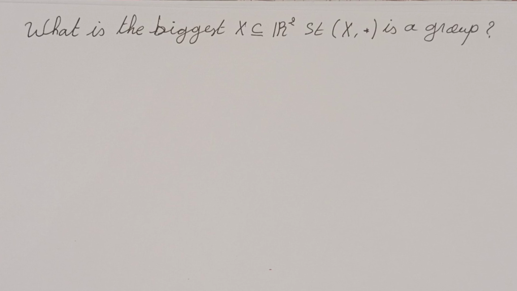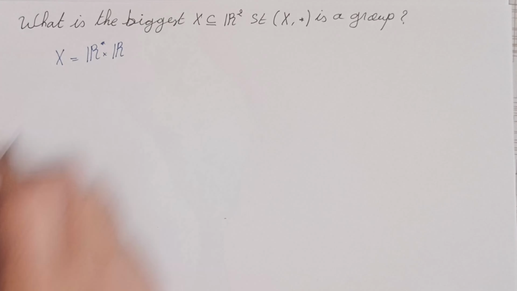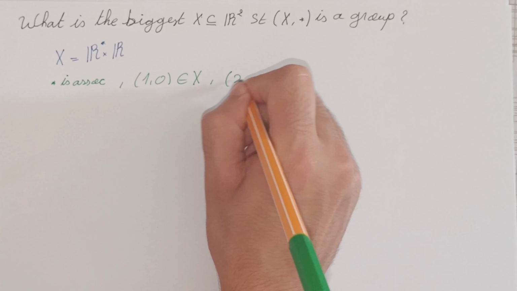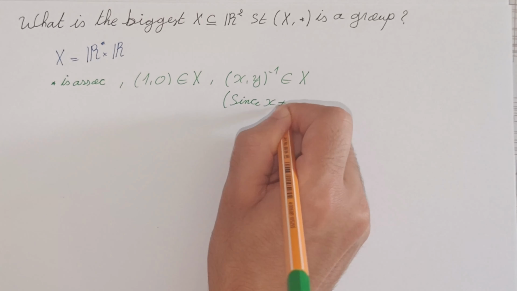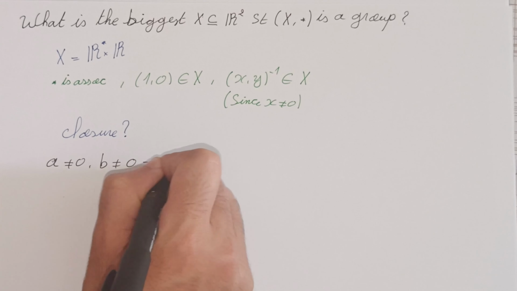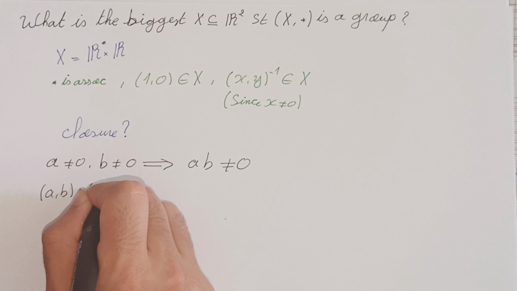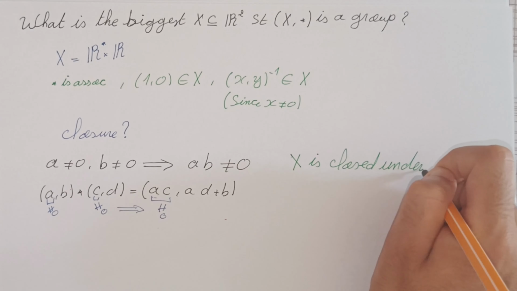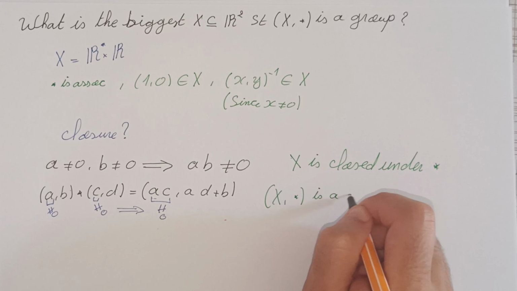Now I want you to tell me, what is the biggest subset of R squared that forms a group under this operation? The answer is the Cartesian product between the non-zero reals and the reals. Associativity holds. The identity is still there. Invertibility also holds. But what about closure? It's easy to check that if the first token of the pair is not 0, then the output will always be non-zero. Thus, the set is indeed closed under the operation, and the system forms a group.